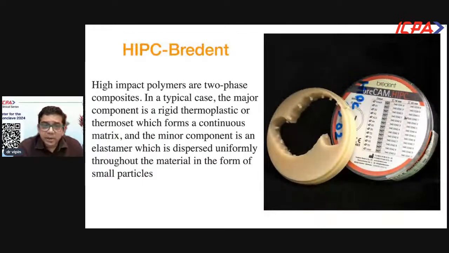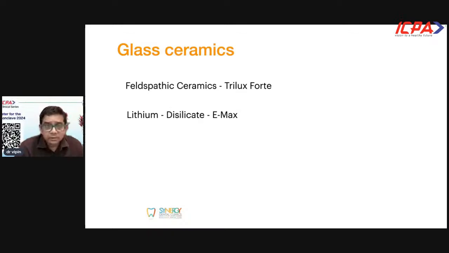is again made by Bredent. Bredent gives excellent prosthetic materials. I love their prosthetic materials. They are very well studied. And whichever materials they sell, I buy it for my lab and for my patients. So HIPC Bredent is a high impact polymer, a two-phase composite. It is a typical case. I use it on my full mouth cases where the framework is made of bio-HPP, that is a PEEK material, and HIPC composite is bonded to it. I'll show you one case later in this presentation, and you will come to know.